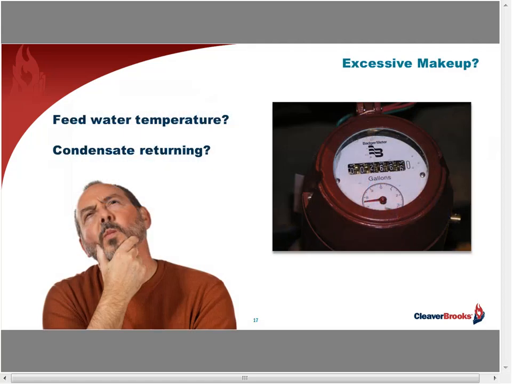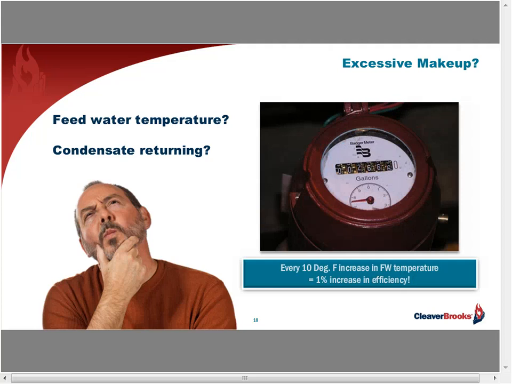And the other big impact area for efficiency loss is the amount of condensate being returned, or said another way, how much cold water makeup are you introducing to the system? And of course, to know that, you have to have a dedicated, accurate water meter. And then realize for every 10-degree increase in feed water temperature, you gain 1% in efficiency. So it's important to return that hot condensate.